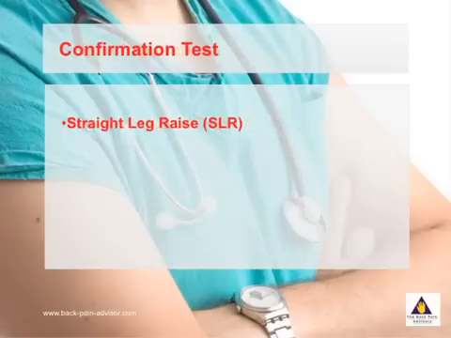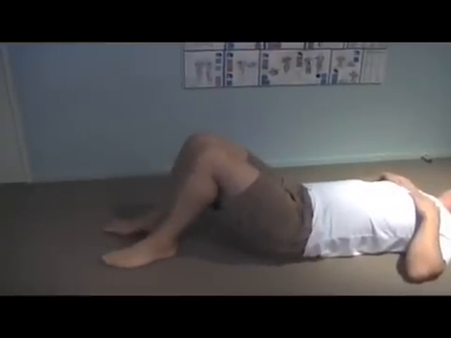Now, a second test that you can use, which also confirms this imbalance, is what's called a straight leg raise. So simply lie on your back with your knees bent and then straighten one leg and raise it as high as you can until you can feel a pulling in the back of your leg or in your lower back. And then just repeat this for the other side.